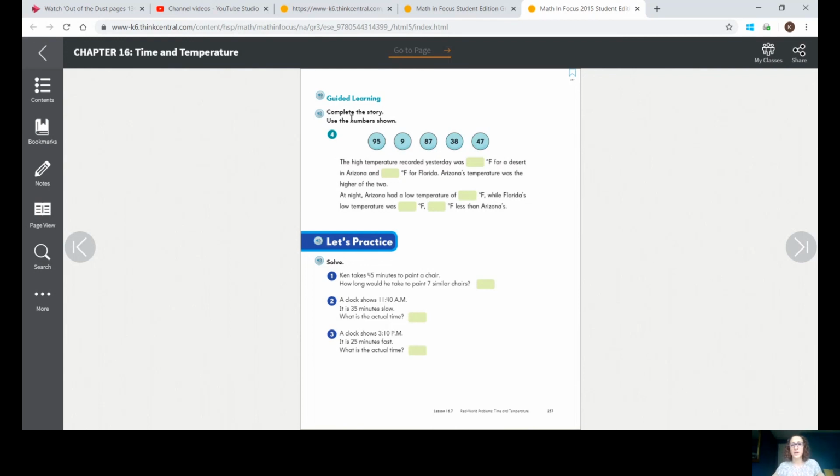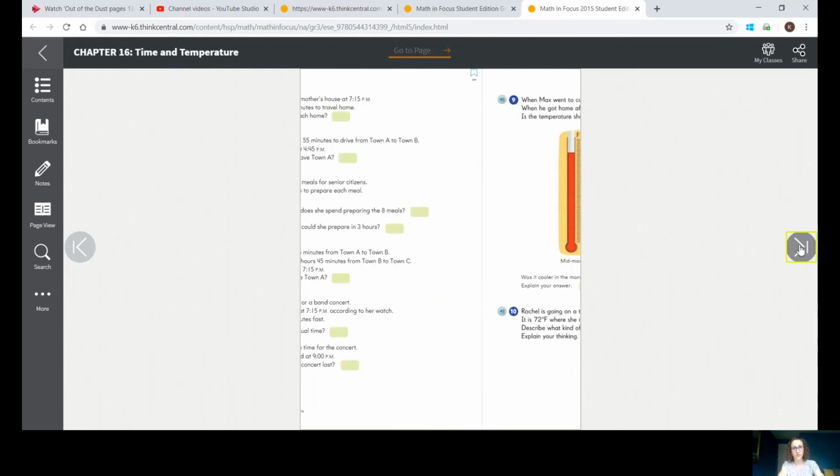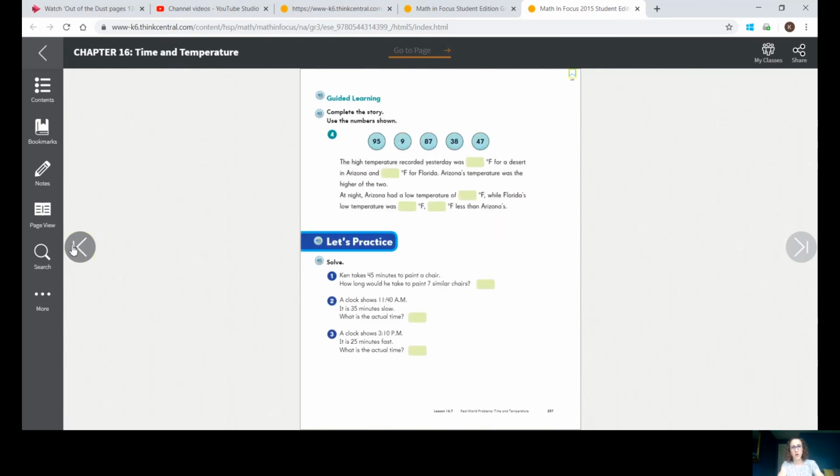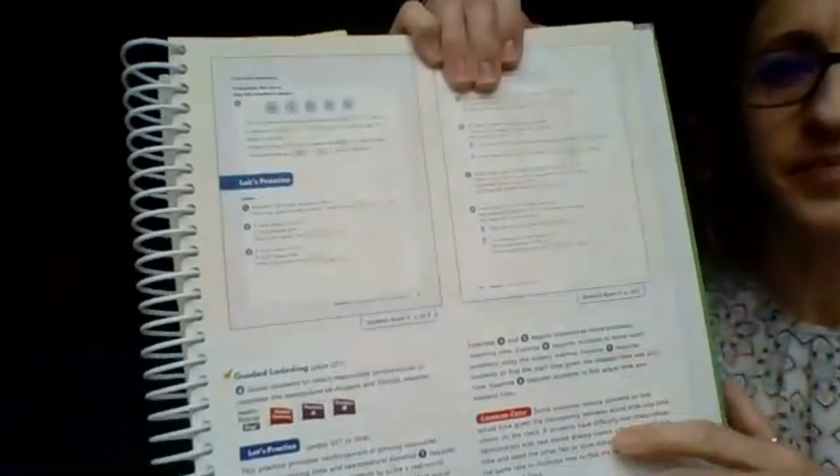Okay, so here's a good time to pause me. You're going to do the let's practice, starts here and goes all the way over to there. And then you can pause and I'll share with you the homework pages as well in your workbook. So I'll stop sharing with you. I'm going to share the answers. So I will say good luck and please email me if you have any questions. Otherwise, here are the answers to the let's practice.